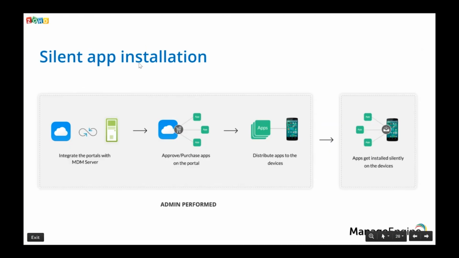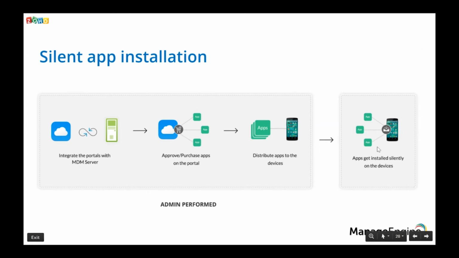So this is how silent app installation works in MDM. The first step, you will have to integrate the portals, that is your Apple Business Manager portal or your Google Admin Console along with the MDM server. Once this integration is done, you can go ahead and approve or purchase apps in the respective portals, after which they will be automatically added to the app repository. This is because of the integration that would have taken place earlier. So now that you have your apps in the repository, you can go ahead and distribute them to your devices and the apps will get silently installed on them.